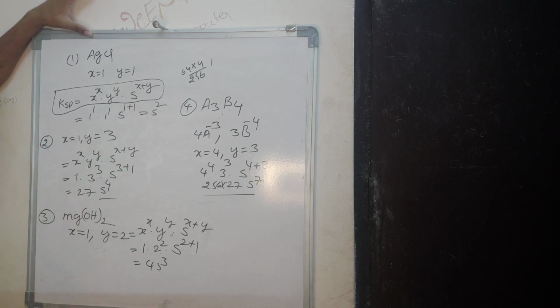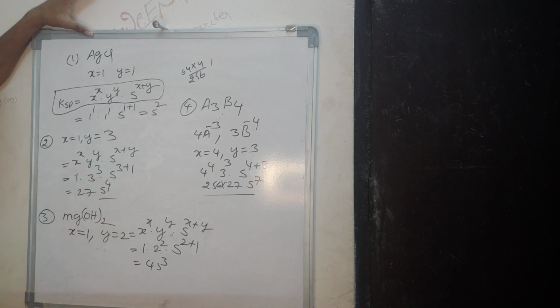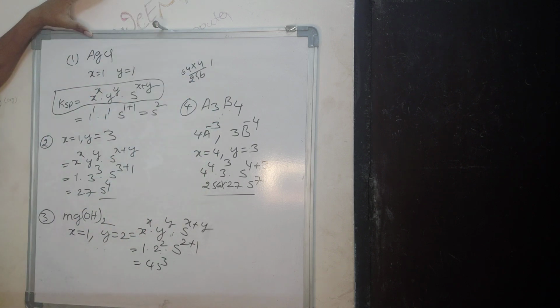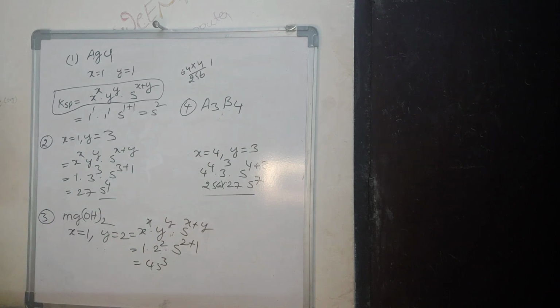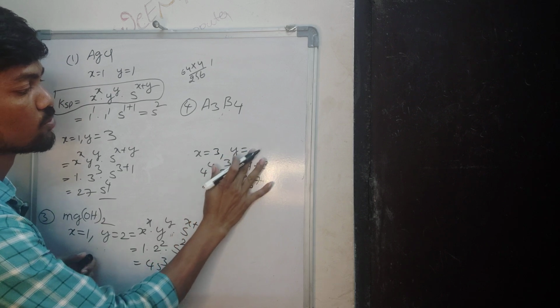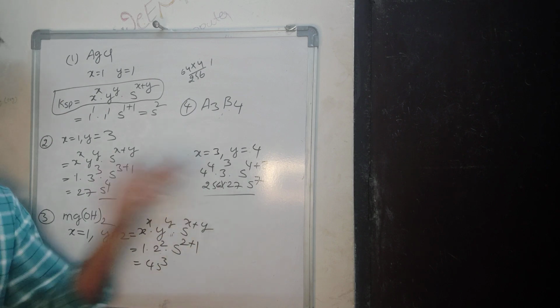Now it comes to this one. x is equal to 1, y is equal to 3: 1 power 1, 3 power 3, S power 3 plus 1. This is the answer, 27 S power 4. Here Mg(OH)2. Mg is 1. OH, how many are there? 2. You will get 4S cubed. Here, come to this one. x, how many did you get? 3. y, how many did you get? 4. You can write like this also. Finally, you will get S power 7 into 256 into 27.